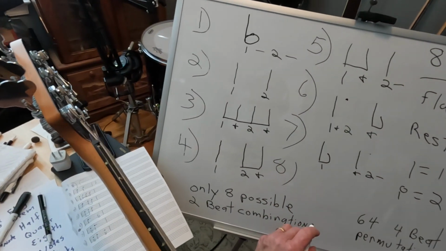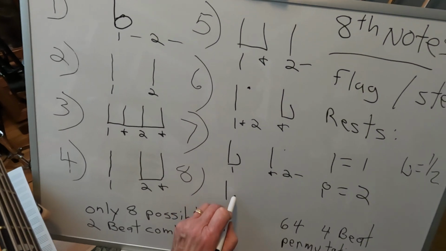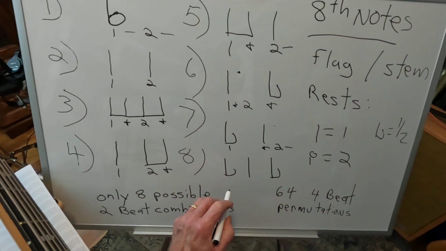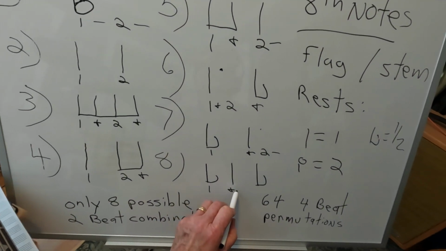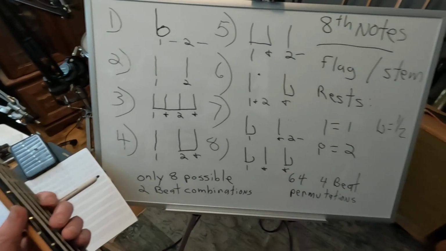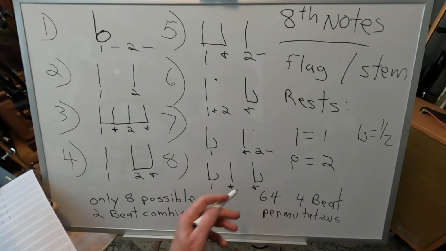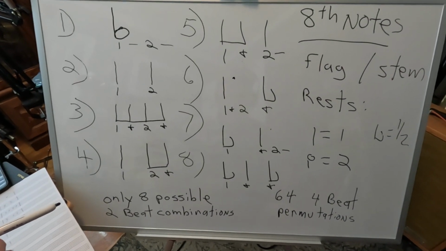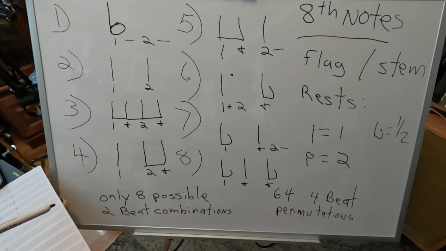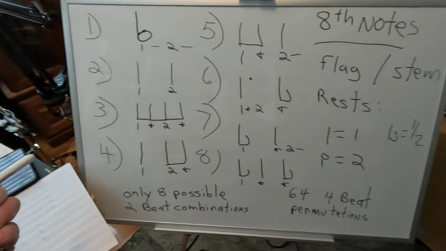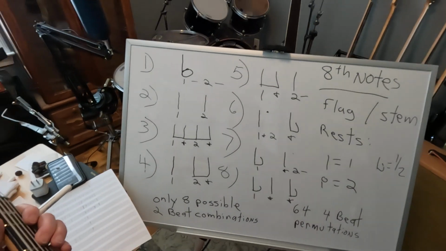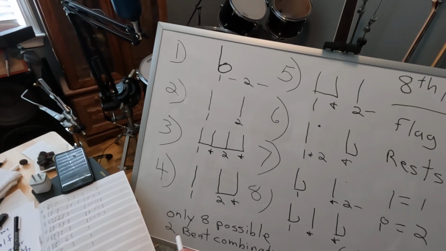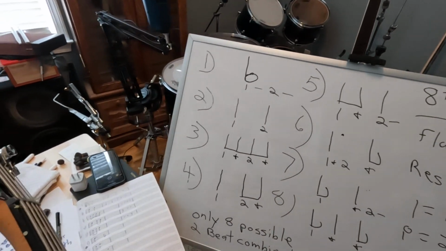All right, the last one, number 8, is 1 and. So it's an 8th note, a quarter note, and an 8th note. So it'd be counted 1 and 1 and 1 and 1 and 1 and. Okay, so there's only 8 possible 2-beat combinations. These are your 8 combinations.